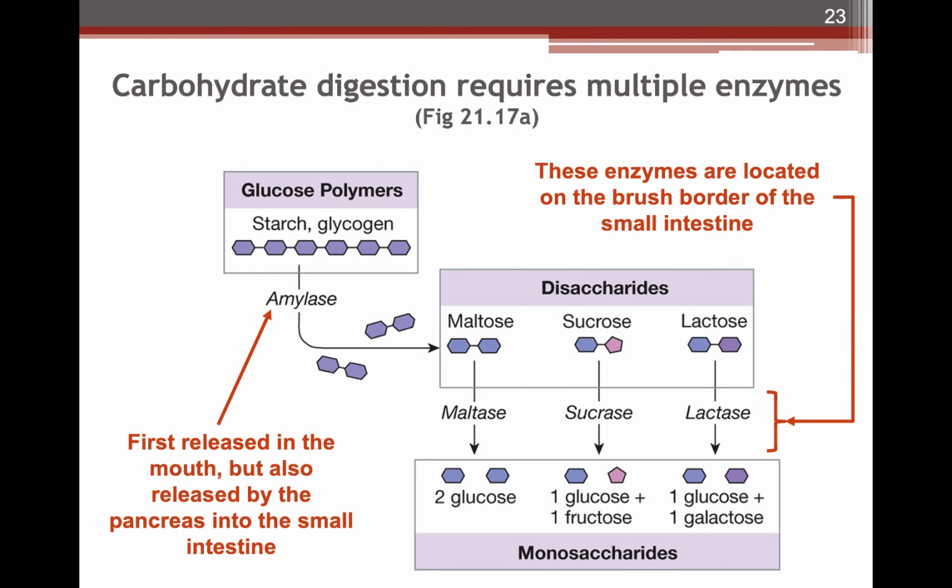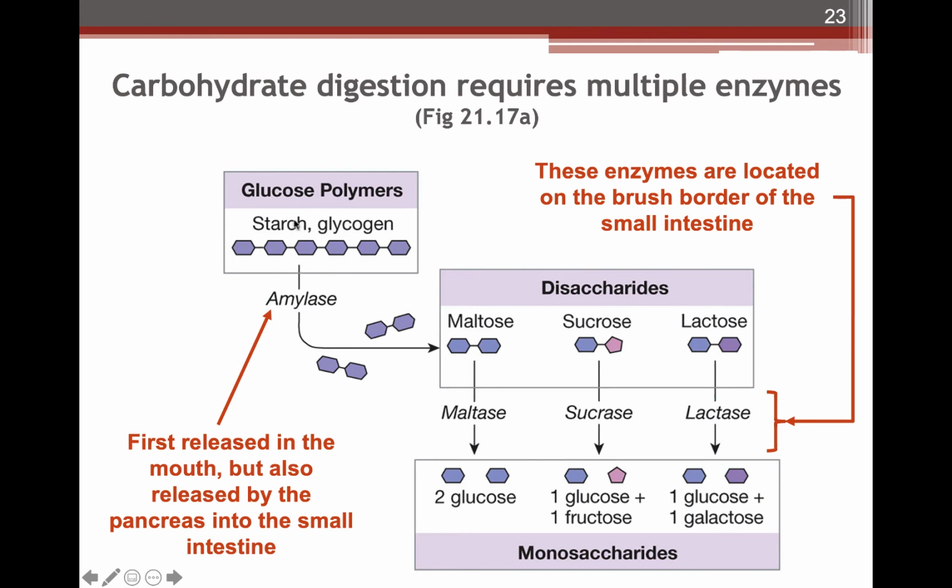So by this time, glucose polymers have gone through the mouth where a little bit of digestion occurred, very brief, by salivary amylase. Carbohydrate digestion goes on pause in the stomach because there's no carbohydrate digesting enzymes released by the stomach, and amylase gets denatured in the stomach's acidic conditions. So now we get another burst, another release of amylase coming from the pancreas.